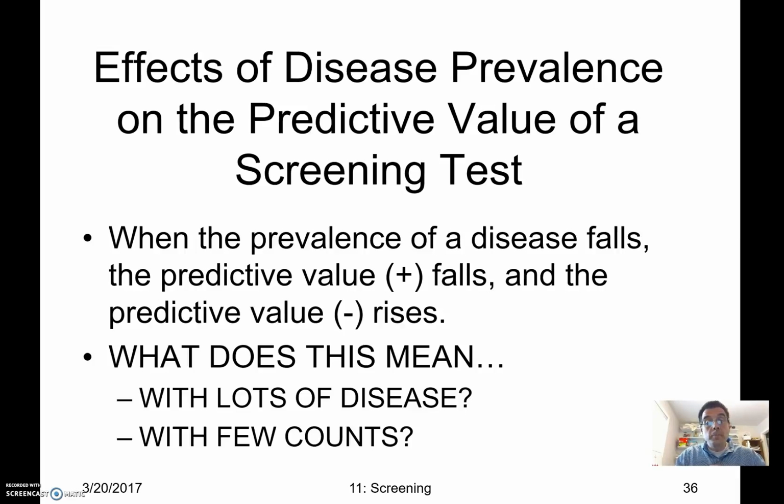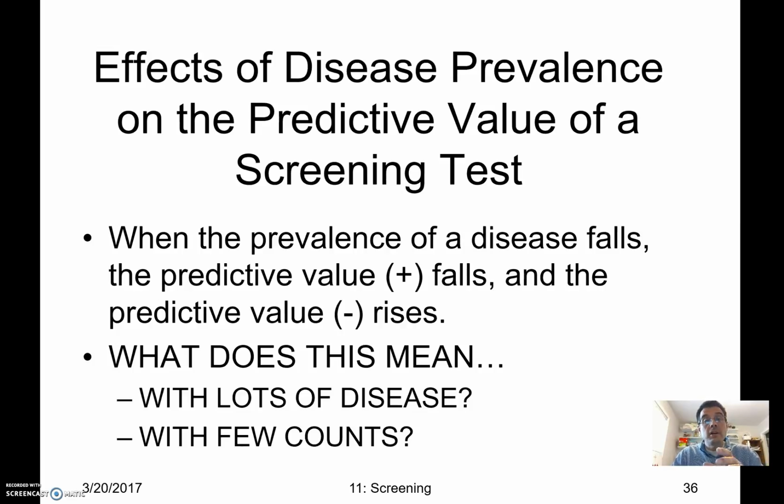test. So what that means, though, is that if you have a high prevalence disease, you will have a very high predictive value positive and a low predictive value negative. Whereas if you have very little disease, it's very difficult to identify those individuals that have the disease, the predictive value positive will actually fall, and the predictive value negative, all those that actually don't have the disease, because there's very few cases, will actually rise.